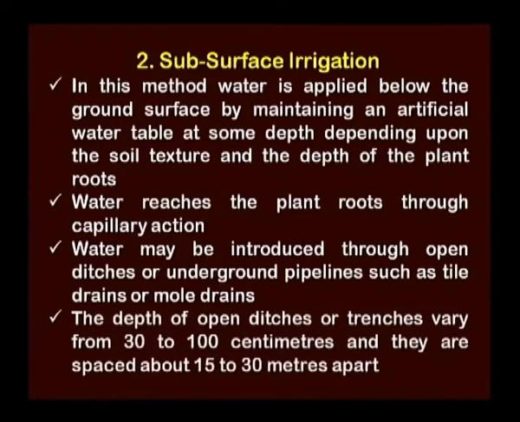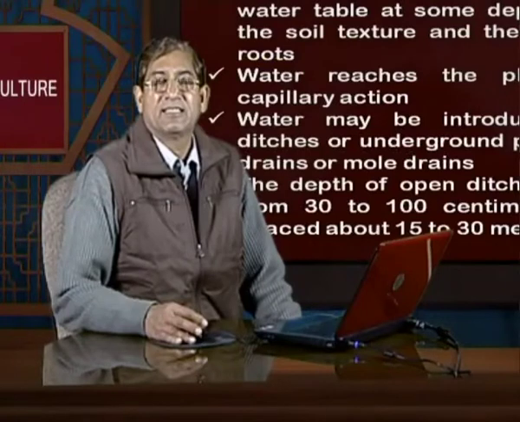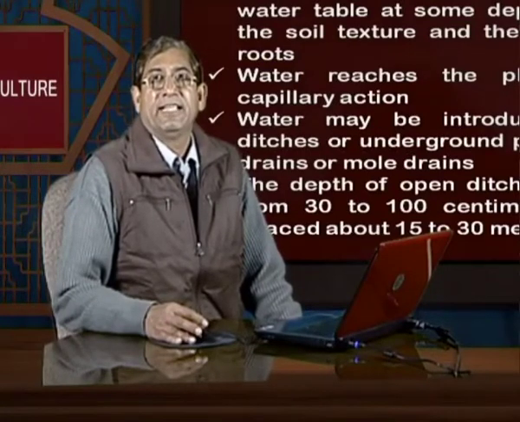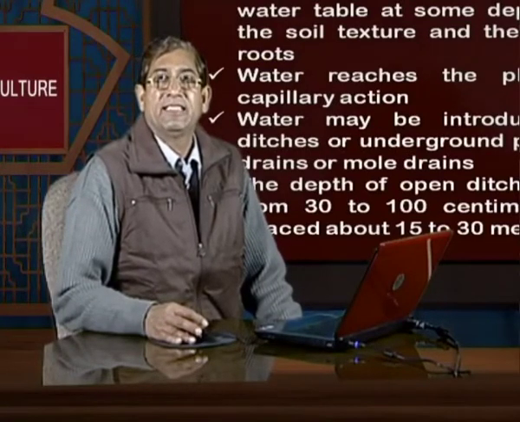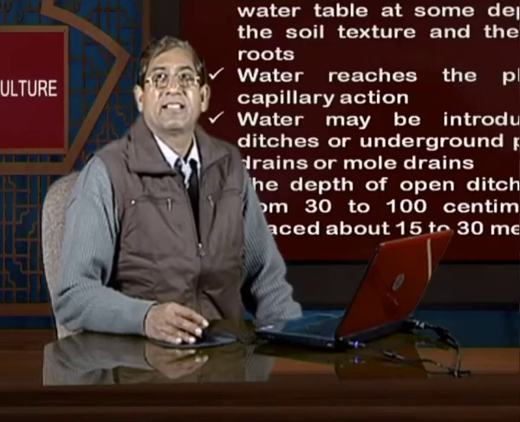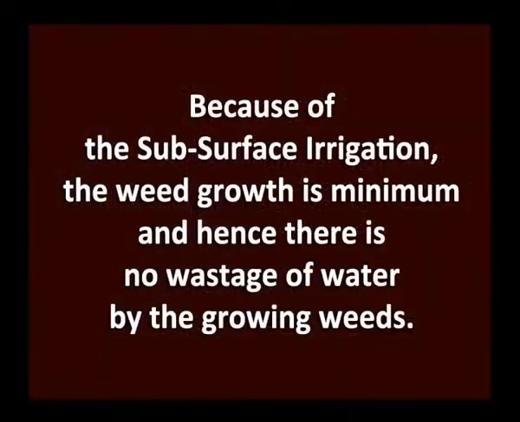The depth of open ditches or trenches varies from 30 to 100 centimeters and they are spaced about 15 to 30 meters apart. As a result of subsurface irrigation, there is no moisture at the surface of the soil and the evaporation losses are greatly checked. Because of the subsurface irrigation, the weed growth is minimum and hence there is no wastage of water by the growing weeds.